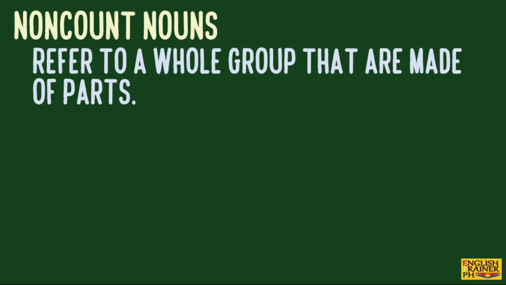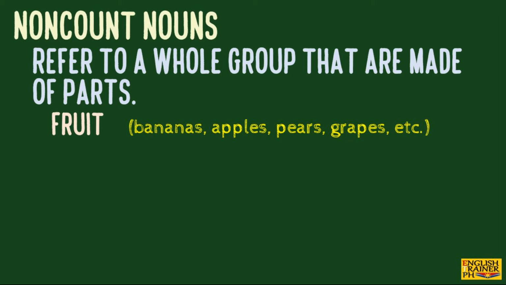As I mentioned earlier with furniture, non-count nouns are like a general category, which means they refer to a whole group that are made of other parts. For example, if I said fruit, fruit would be the main category, while under fruit you have bananas, apples, pears, and grapes, and these are all countable because they have a plural form. We can count bananas, we can count apples and pears. But fruit is just the general category for all these things.